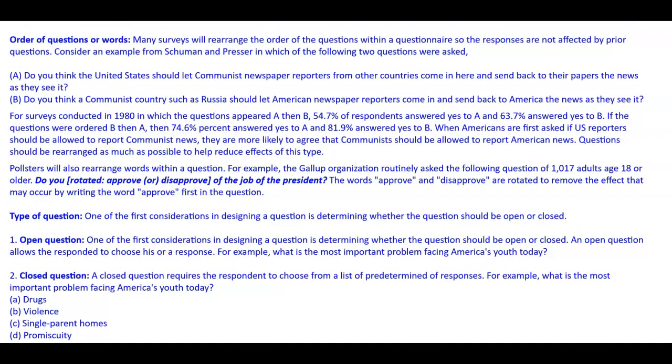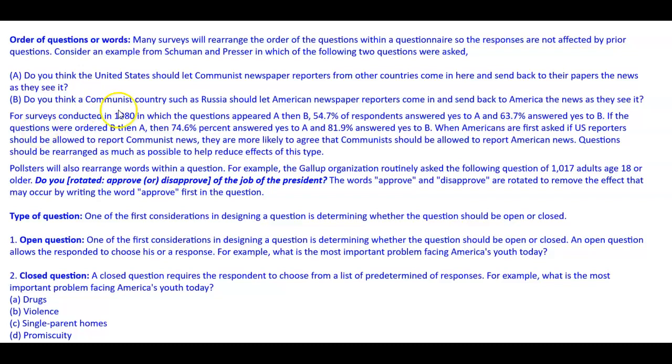Order of questions or words. Many surveys will rearrange the order of the questions within a questionnaire so the responses are not affected by prior questions. Consider an example from Schuman and Presser in which the following 2 questions were asked. A. Do you think the United States should let communist newspaper reporters from other countries come in here and send back to their papers the news as they see it? B. Do you think a communist country such as Russia should let American newspaper reporters come in and send back to America the news as they see it?